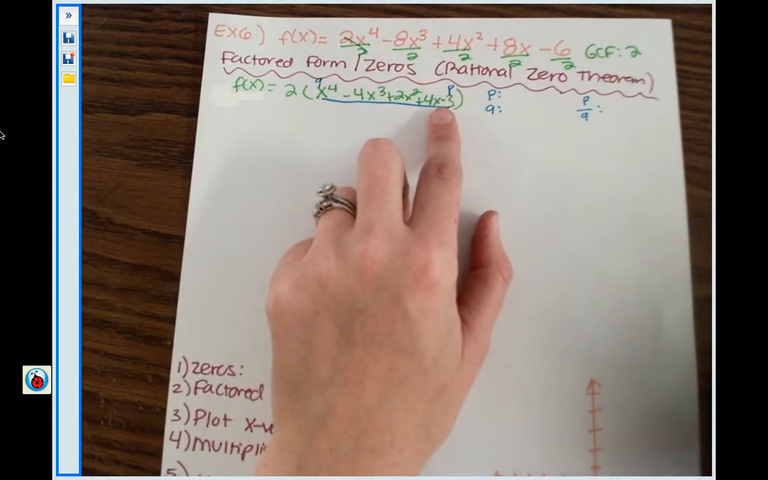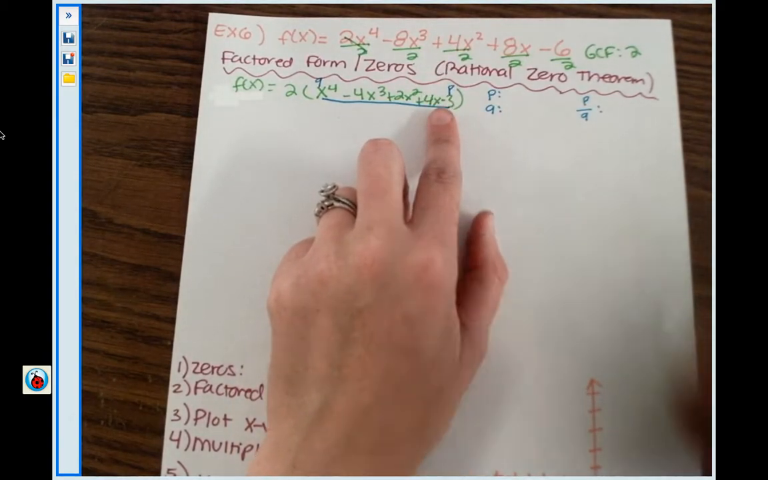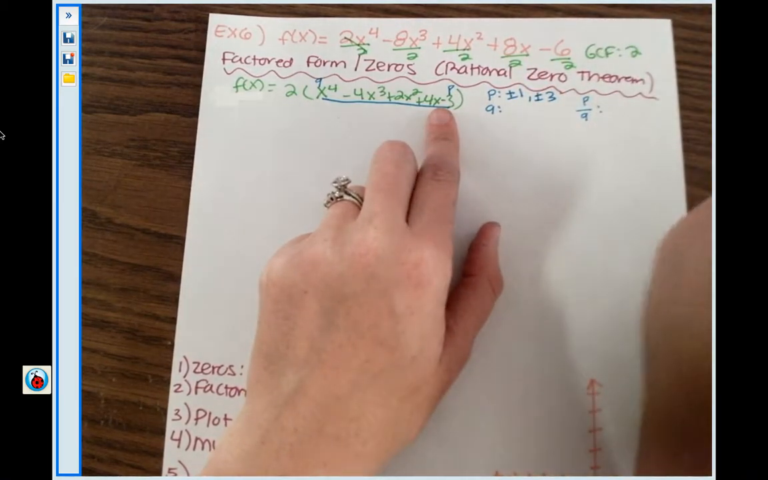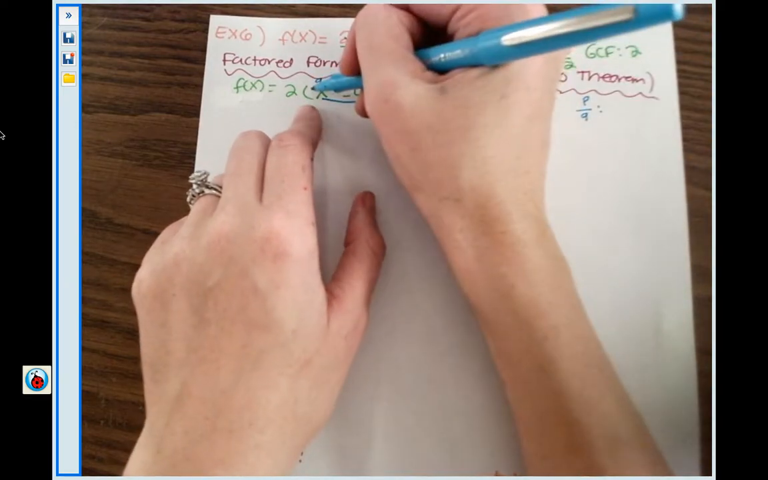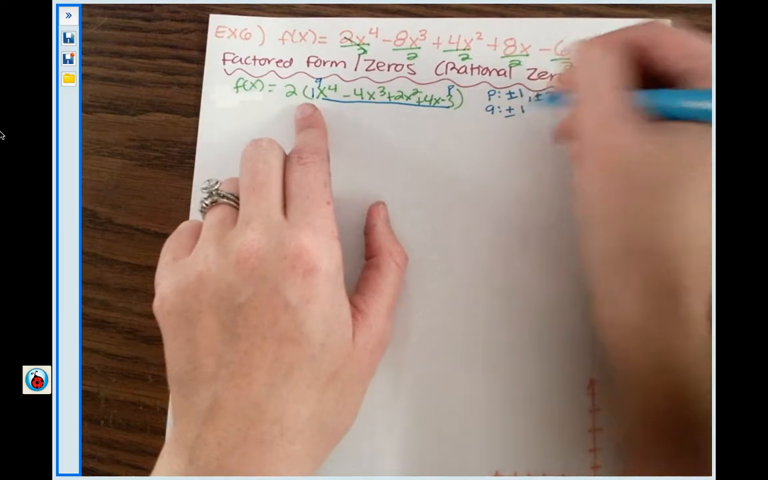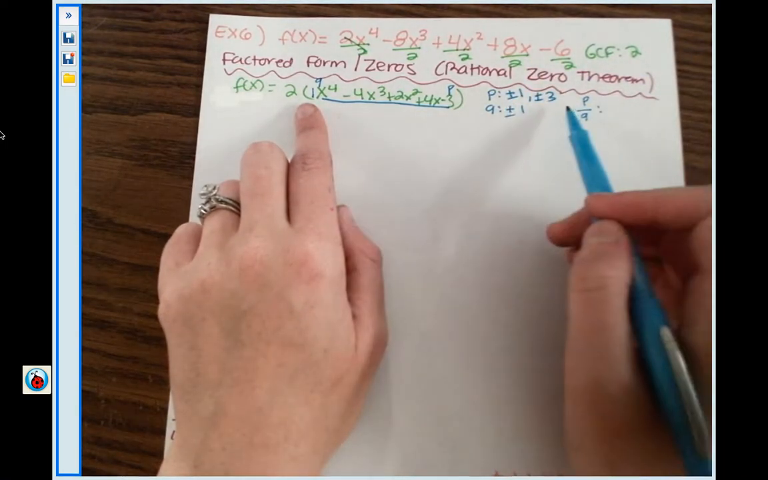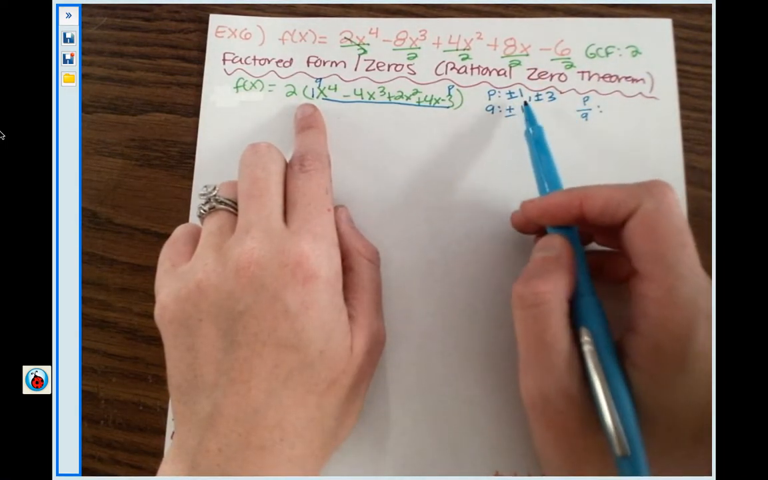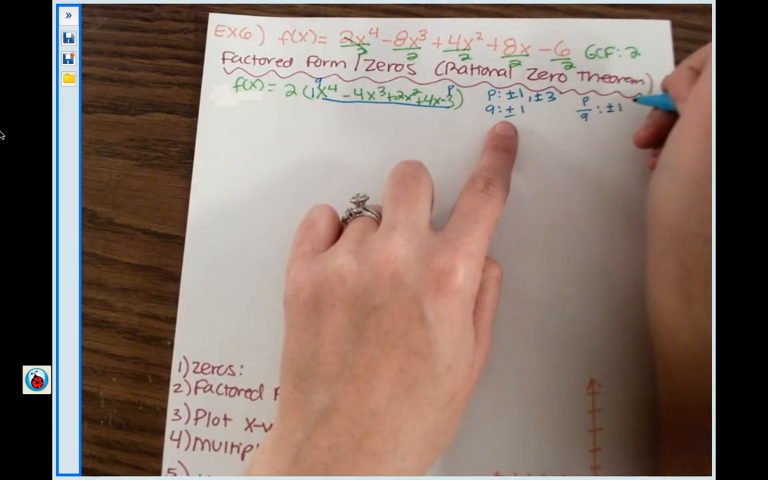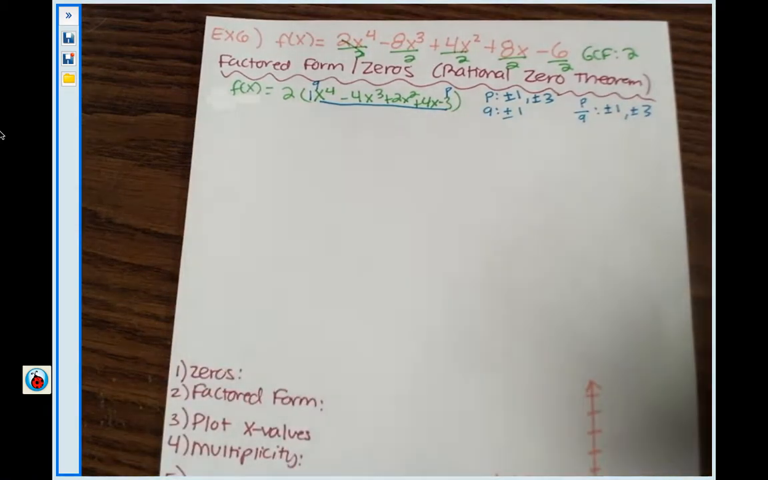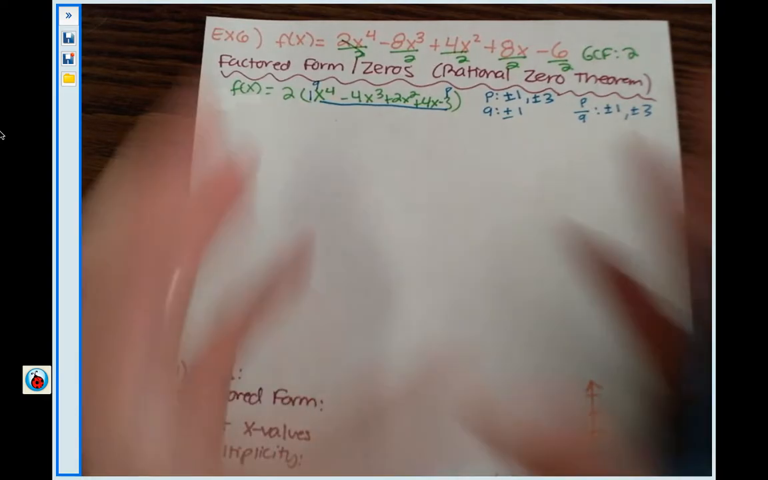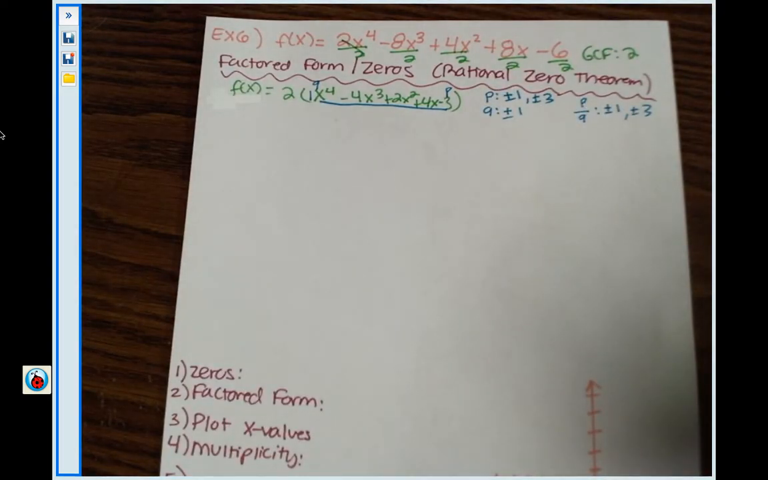So my p's, what goes into negative 3? The only thing that goes into 3 is 1 and 3. So plus or minus 1, plus or minus 3. My q, I don't see a number, so there's secretly a 1 in front. The only thing that goes into 1 is 1. I'm going to take all my p's and divide by my q. 1 divided by 1 is 1, and 3 divided by 1 is 3. So we have a very short list of zeros this time, which makes our life much easier when we're trying to narrow this down into factored form.